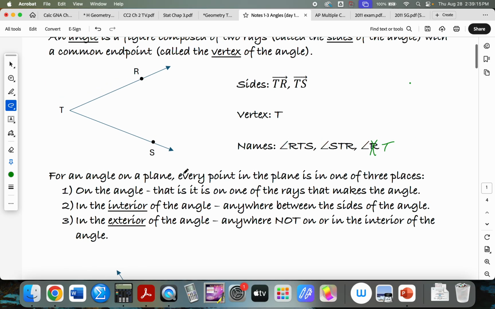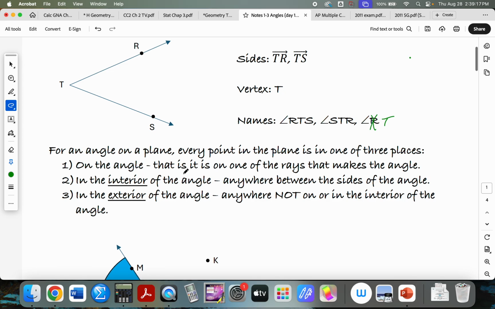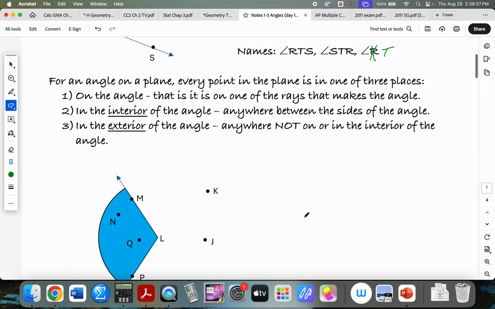So, if you have an angle on a plane, which means if you drew it on a piece of paper, that's like a plane. Every point in the plane is in one of three places. It's either on the angle, that is, it's on one of the sides or at the vertex. It's in the interior of the angle, anywhere in between the sides of the angle, or it's in the exterior.